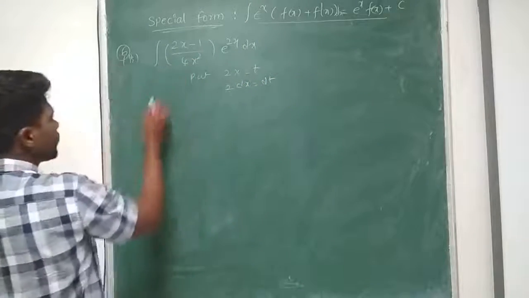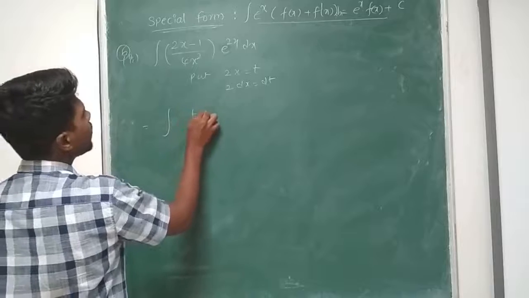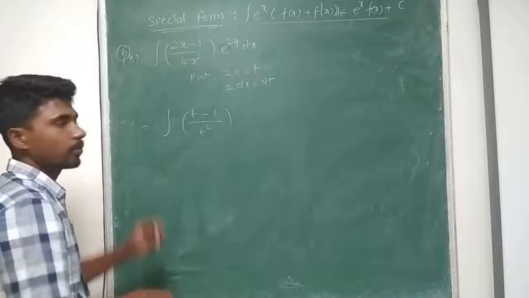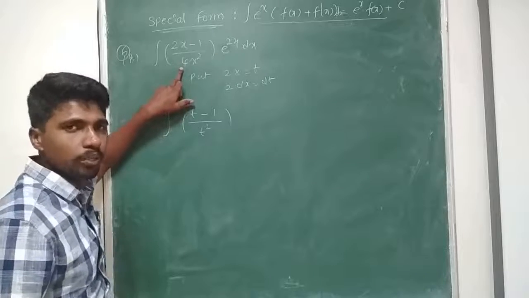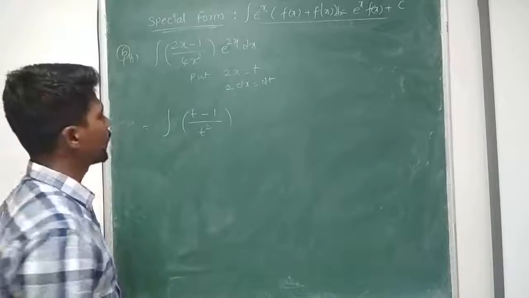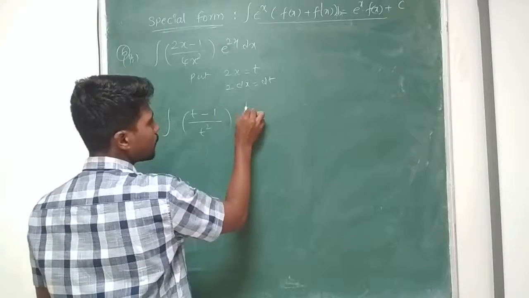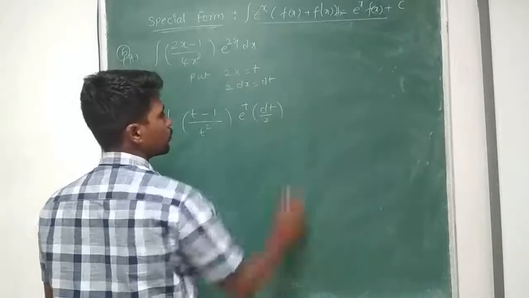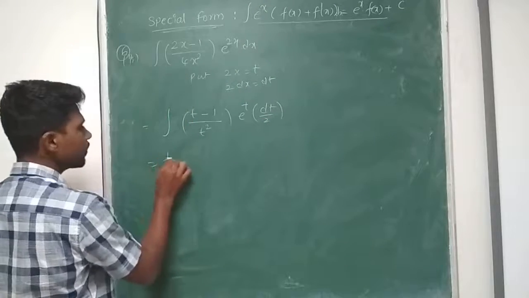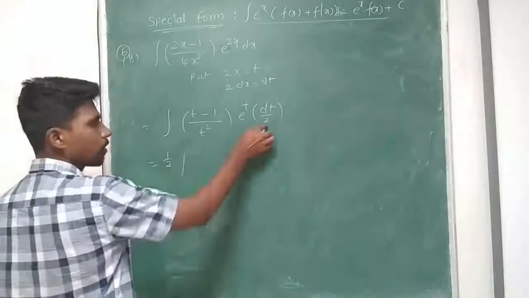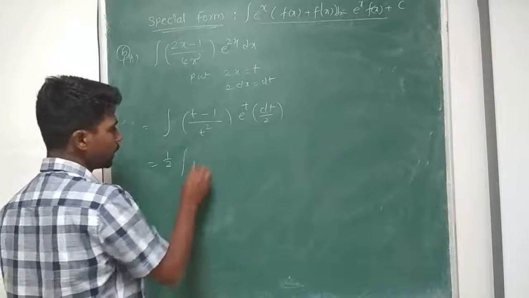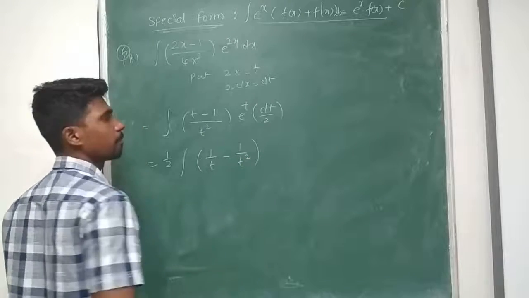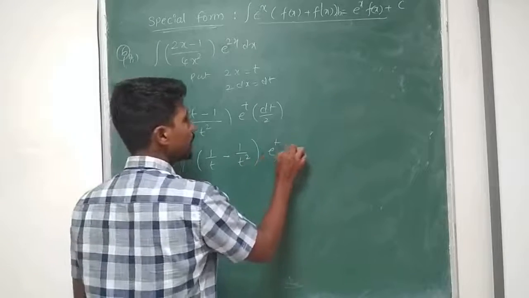Now replace. So I get integral t minus 1 by t square. How do I get t square? 4x square can be written as 2x the whole square. So t square into e power 2x can be written as e power t, and dx can be written as dt by 2. This is what we got. Now we get 1 by 2 because it's a constant, we can take it out. 1 by 2 into, splitting this one, 1 by t minus 1 by t square into e power t dt.